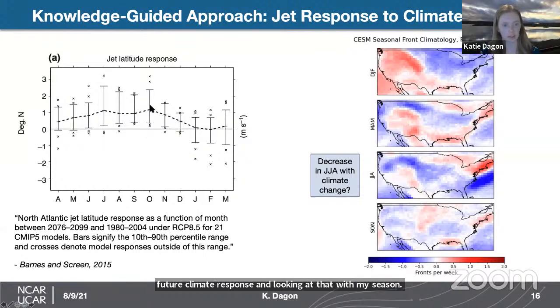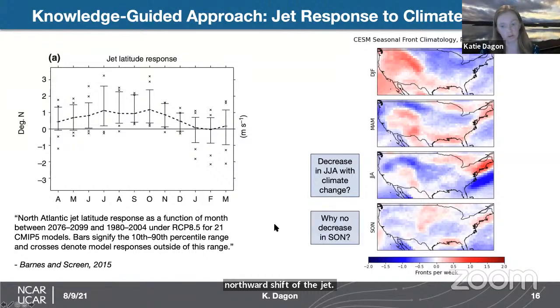So what you can see is, while the response is a lot less certain in winter, and this is still a very active area of research, it does indicate that there could be a northward shift of the jet in the summer, and that could be responsible for this decrease in detected fronts. However, we don't really see that decrease as much in the fall, whereas we might still expect to see a shift in jet latitude. So this is something that we need to dig into a bit more, and also to try and test this response in other climate models and other CMIP models, and see if the climate change response is consistent.